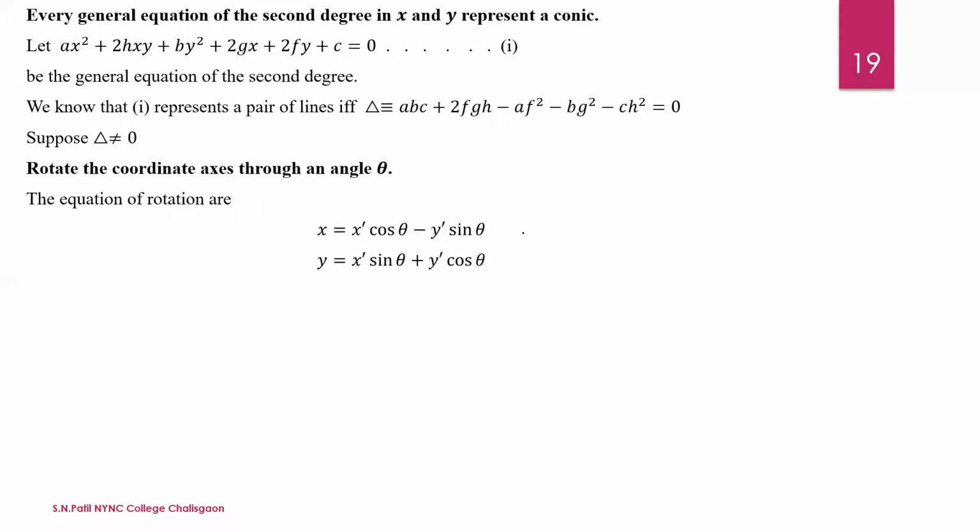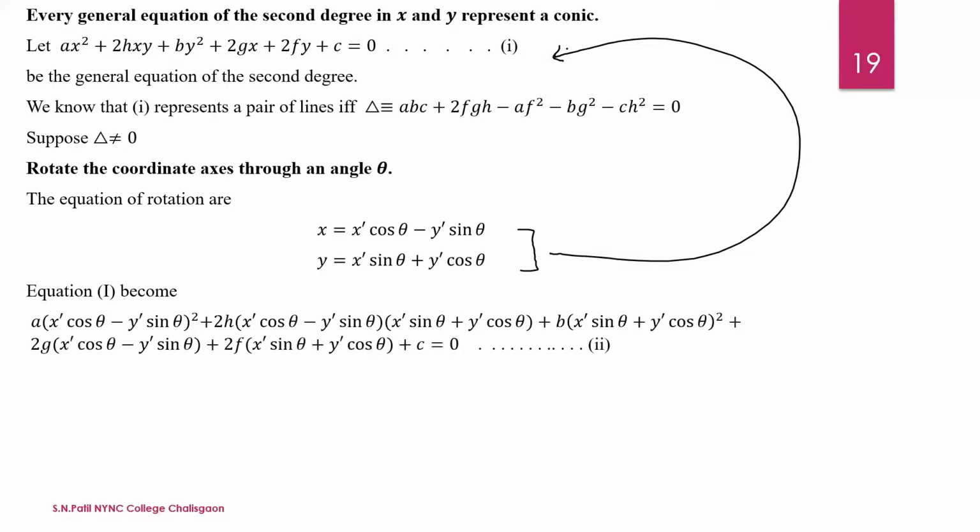Put these two equations in equation number 1. Substitute here, then equation 1 becomes a into x square, that is, the value of x, twice h into x into y, the values of x and y. So here we substitute the values of x and y throughout, and we get the equation. Now in this equation, when we rotate the conic, the requirement is theta. Without theta, we can't rotate the conic.